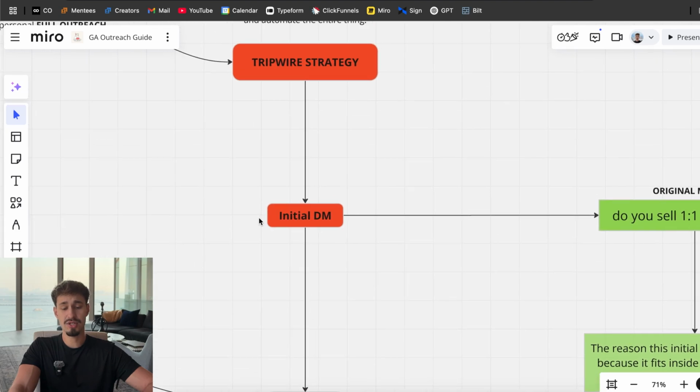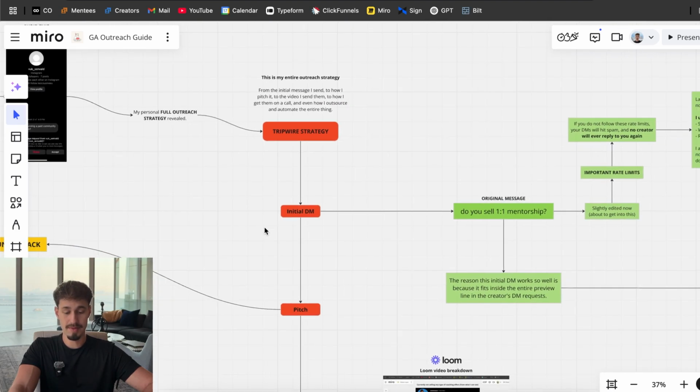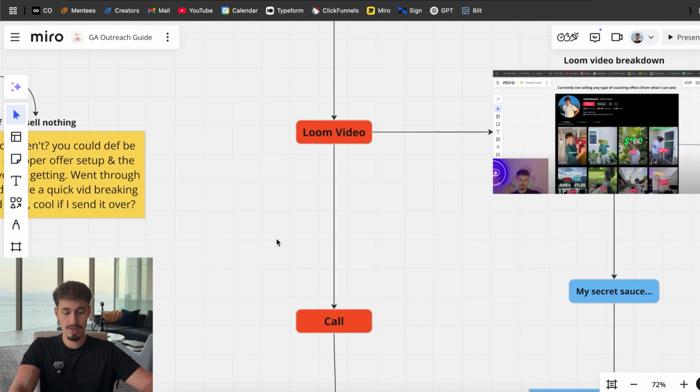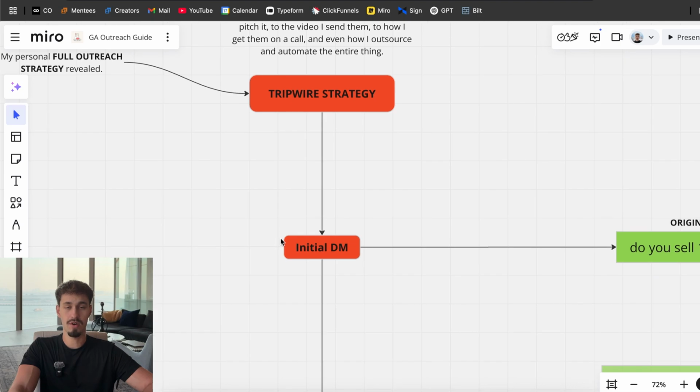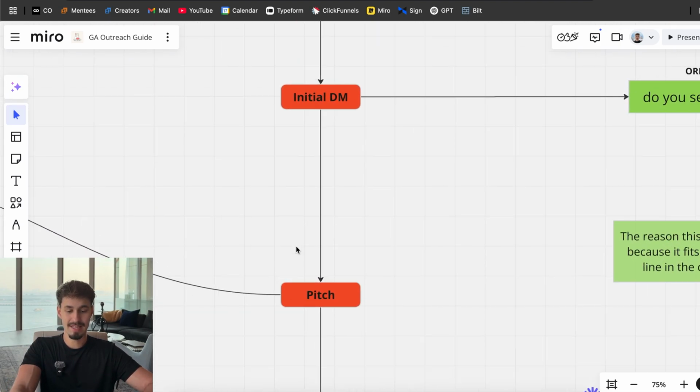Next, that's the initial DM covered. Okay, there's really 4 steps. There's the initial DM, the pitch, the Loom video you send, and then getting them on a call. That's step 1, the initial DM. We got past that. Next is the pitch.